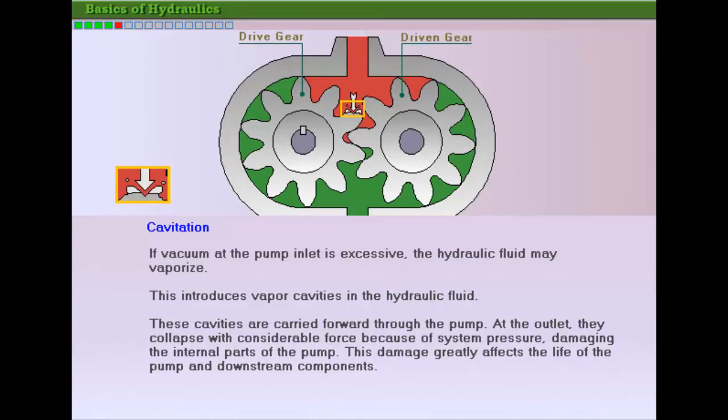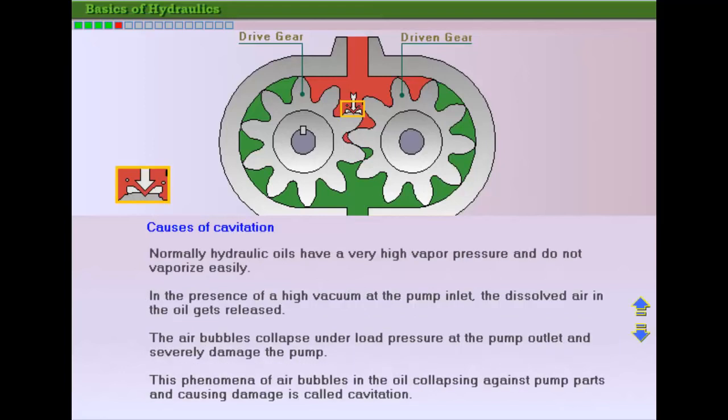Cavitation may be indicated by a noise in the pump. Normally, hydraulic oils have a very high vapor pressure and do not vaporize easily. However, there is still a chance of cavitation as the dissolved air in the oil, typically 6 to 10%, is released in vacuum conditions at the pump inlet. This air is also subjected to high pressure at the pump outlet and implodes, causing damage as it is forced back into solution in the oil.